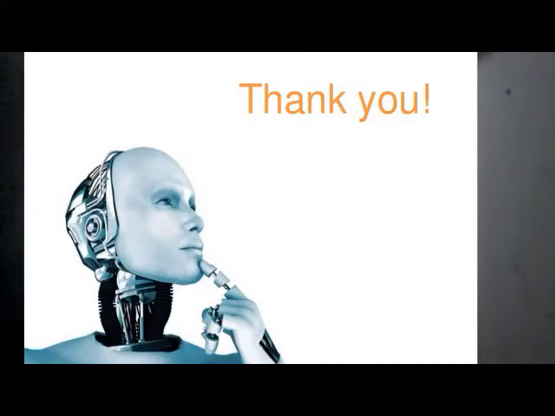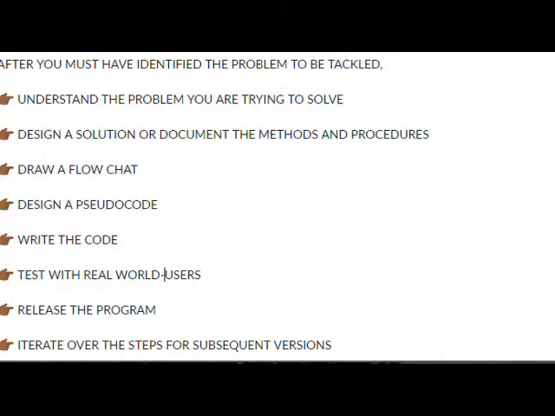Now, to round up, I have some tips with general ethics to prepare our mind as we embark on this exciting adventure. There are stages to realize a machine learning algorithm. They have helped me before. So here are the points. After you have identified a problem, understand the problem you are trying to solve, design a solution, and document methods and procedures.